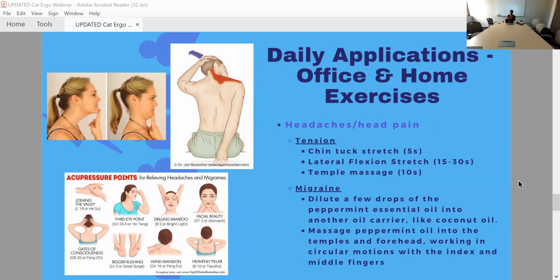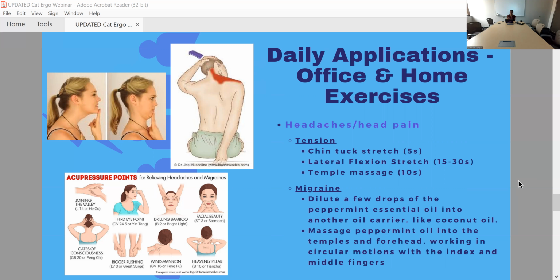And so you may not feel much of a difference at first, but this exercise actually strengthens the deep cervical flexors and the lower cervical extensors and other muscles that keep the head pulled back and in good posture. So this is really good if you're constantly looking at a computer monitor.